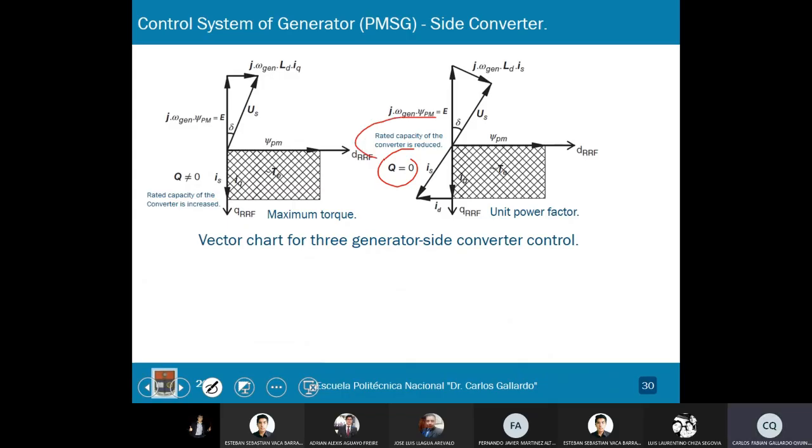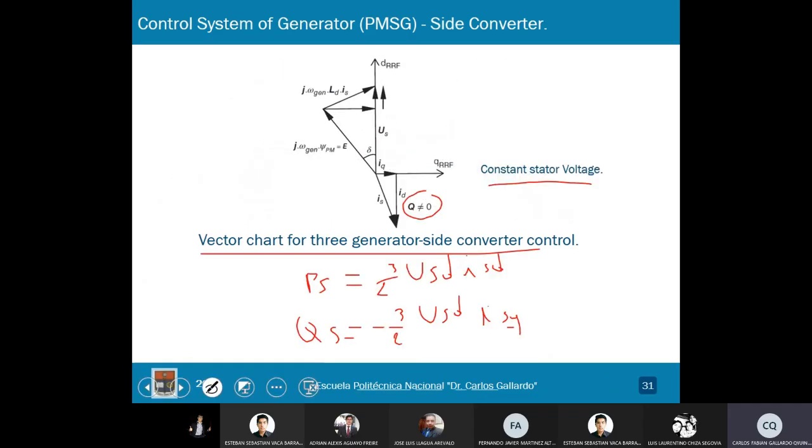But I have a problem. The rate capacity of the converter is reduced. For the last control strategy, I will have a constant stator voltage. In this case, the reactive power is different to 0, and therefore I am capable to compute the stator active power and reactive power.